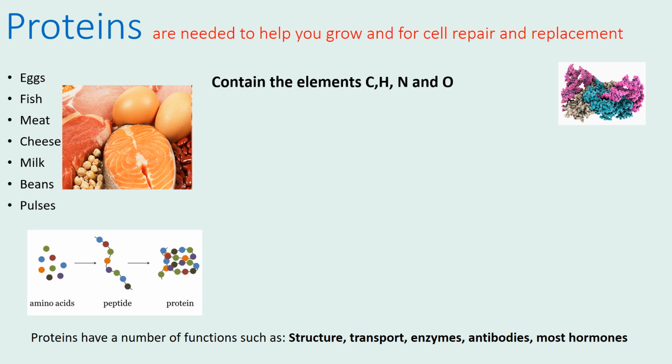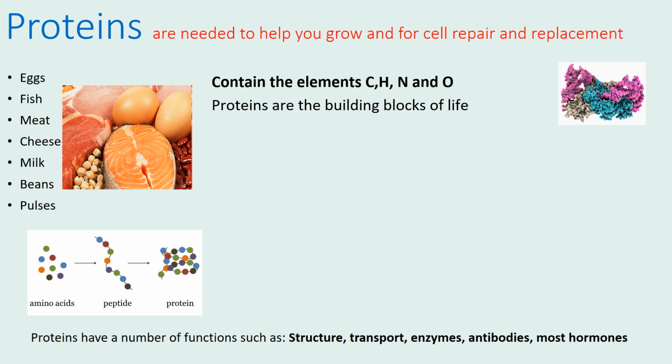Now, protein has got carbon, hydrogen and oxygen like carbohydrates, but in proteins you'll also find nitrogen. Okay, so that's what makes it different to carbohydrates, because it also contains nitrogen. Proteins are the building blocks of life.